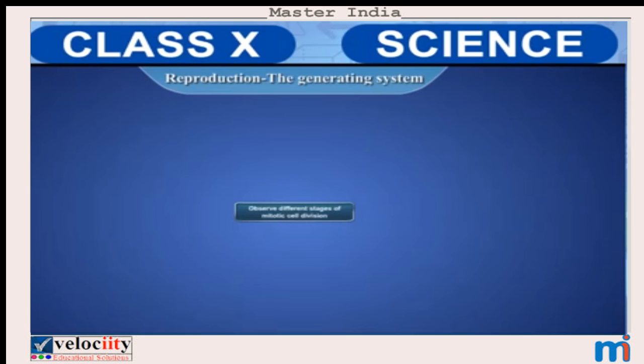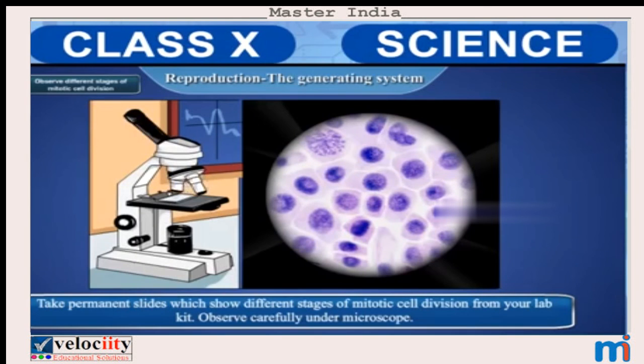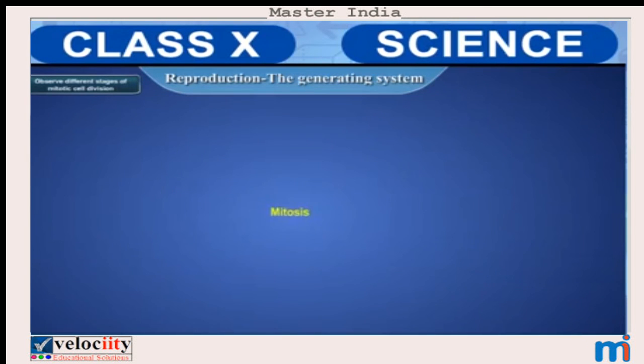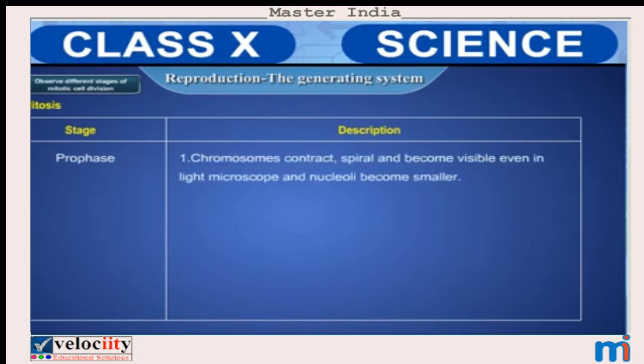Observe different stages of mitotic cell division. Take permanent slides which show different stages of mitotic cell division from your lab kit. Observe carefully under a microscope. Mitosis. Stage, description. Prophase. Chromosomes contract, spiral and become visible even in a light microscope, and nucleoli become smaller.